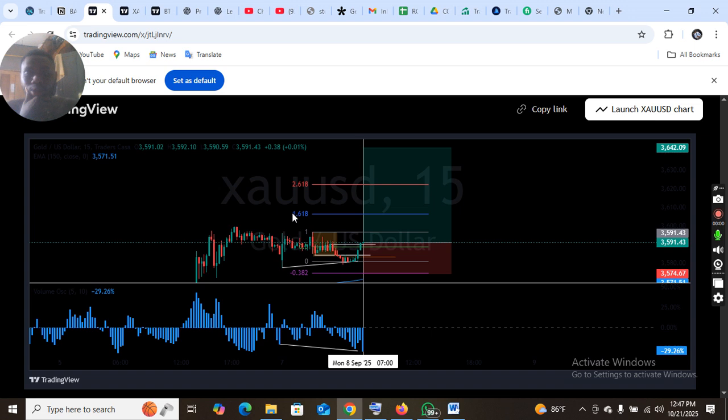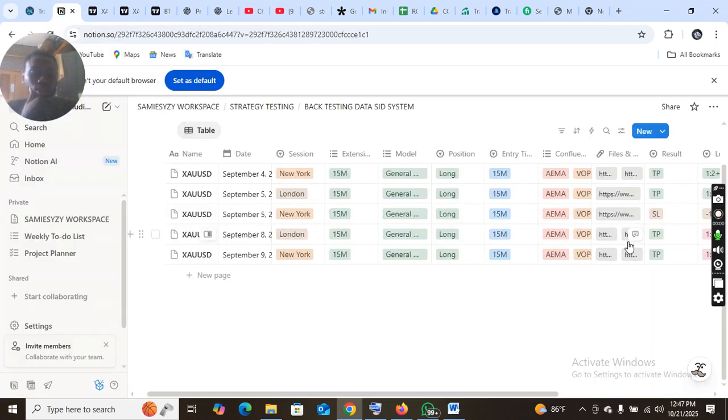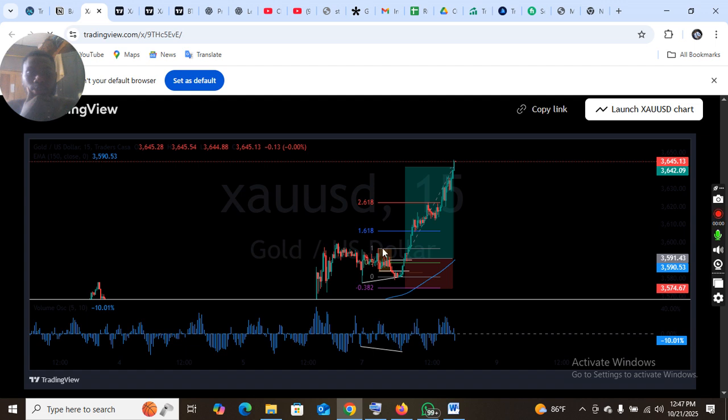So when price got to this 1.618, then we shifted our stop loss to break even, and then we let the trade run. So let me show you guys the result of this trade. Alright. So yeah, this is the result of this trade. You can see right here that price just ran through to take profit. So that's just it for this trade.